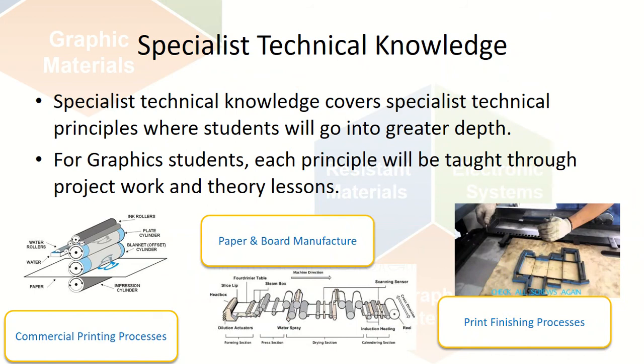Graphic pathway students, though, for their specialist technical knowledge, will focus on those manufacturing processes relating to paper and board products. So commercial printing processes like offset lithography and flexography, how paper and board are made and the Fourdrinier process, as well as print finishing processes like embossing, laminating and die cutting, which are used in making paper and board products.